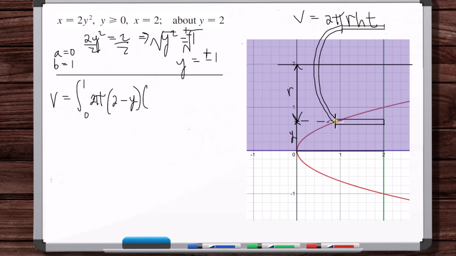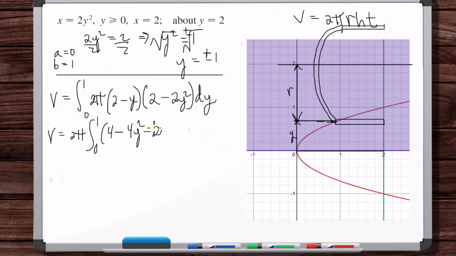What's the height? What is this distance? It's going to be 2 minus this distance. What is this distance? Well, you plug in y to get this x value. It's 2y squared, that's what this is. You plug in the value of y, you get this horizontal x value. Okay, so we're not done. What about the t here? That's dy. So we've got 4 minus 4y squared minus 2y plus 2y cubed dy.